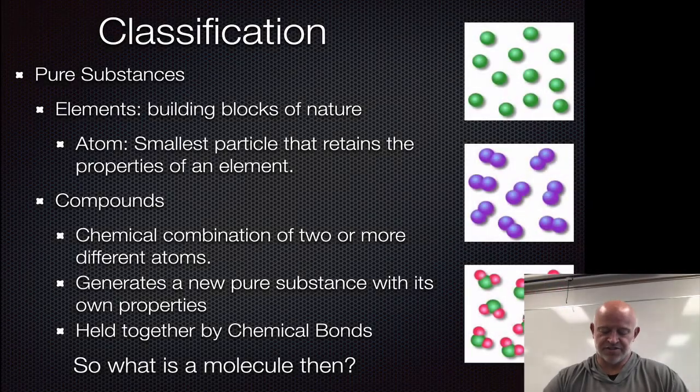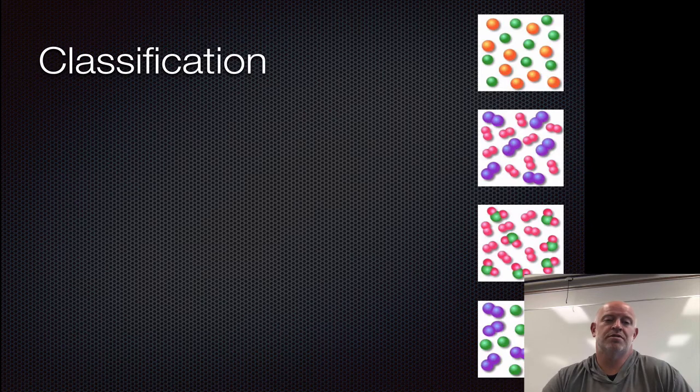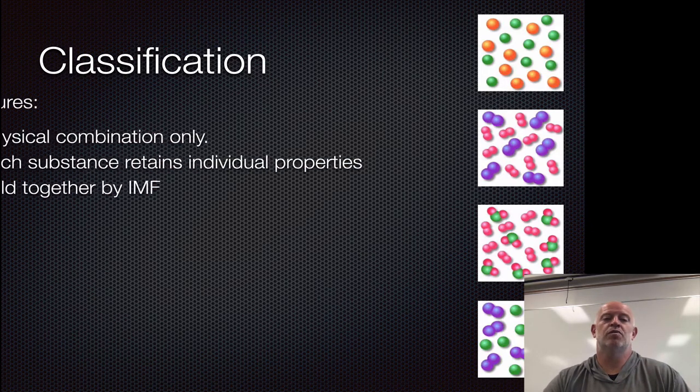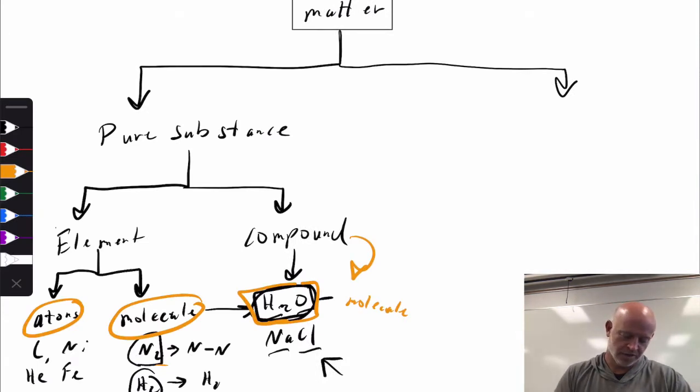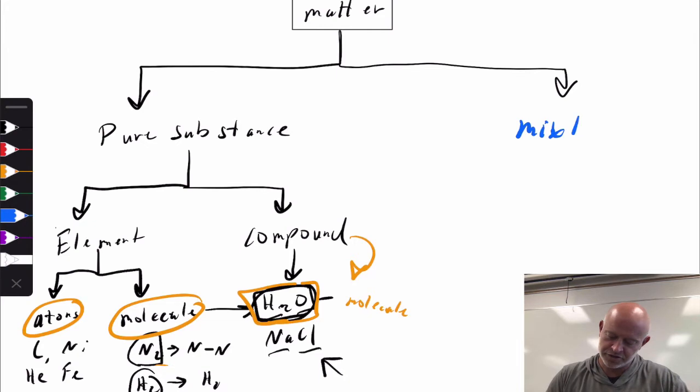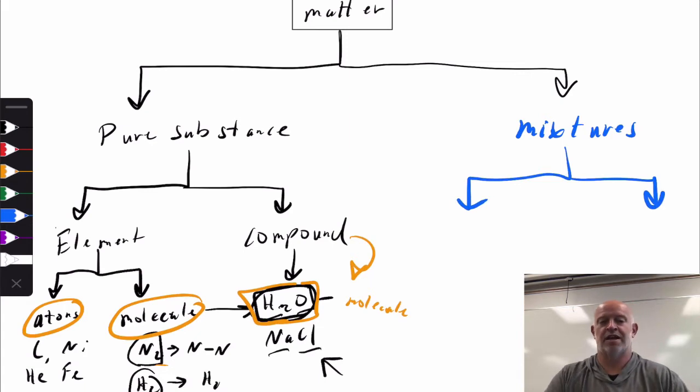So that's our classification for pure substances. We break it down that way. Now, what if they're not a pure substance? What happens when we start to get physical mixing only? That's our other category. So instead of having pure substances, we can also have mixtures. We can break mixtures down into two separate categories also.